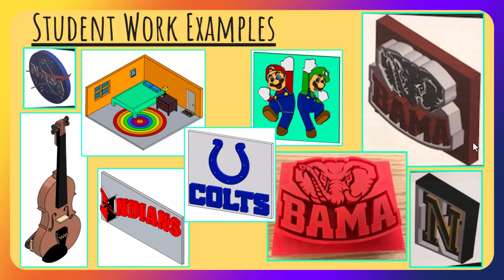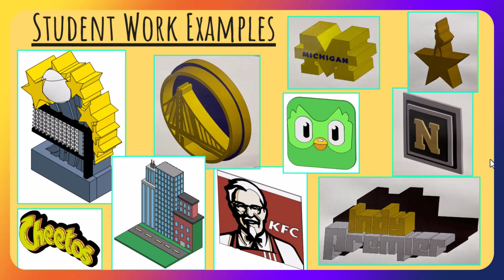So here are some examples of projects in the past. The Alabama logo you see in the top right corner is one that's showing it in the CAD software. And then down kind of a little bit brighter in the bottom row, you'll see that's what it looks like after it was 3D printed. And here's some more examples of different projects that have been created by sixth graders in the past.